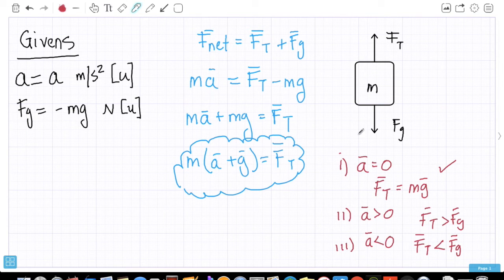So you have to be careful when you think about acceleration. Acceleration doesn't necessarily mean the direction that it's moving. It just indicates the direction of the acceleration.